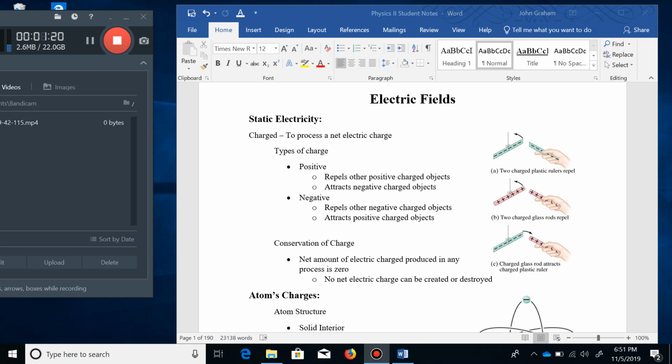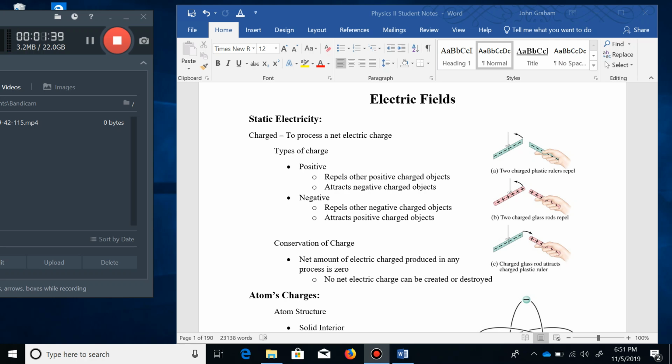We're going to start with electric fields and go through the electric force and some different things about charges. All right, so let's just get to it so we don't waste any more time.